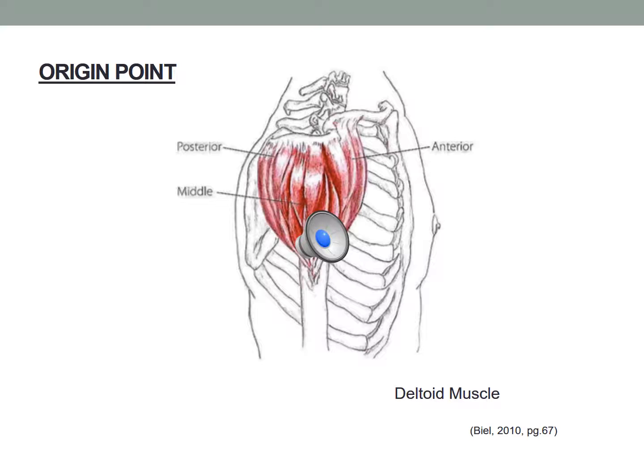The insertion of the deltoid is the deltoid tuberosity of the humerus, and the main action of all fibres is to abduct the humerus. The deltoid is an extremely important muscle and is virtually used in all movements that involve the shoulder.